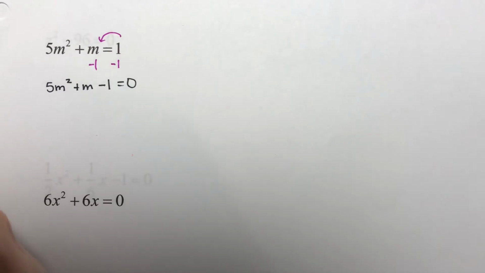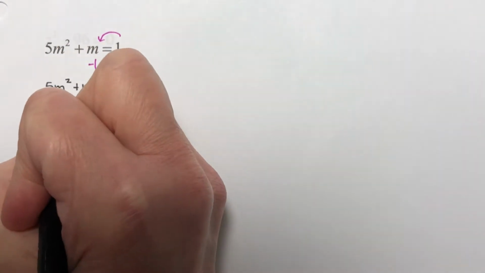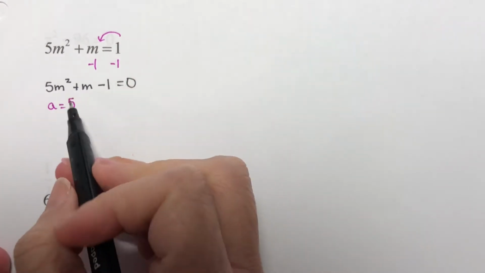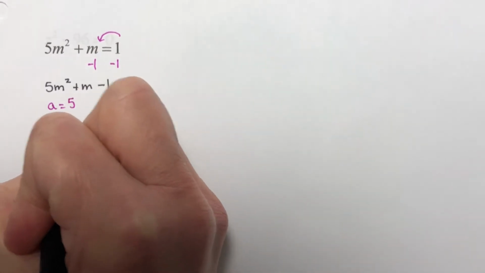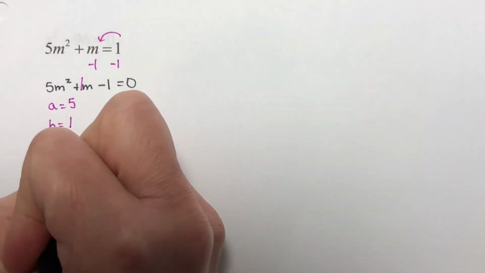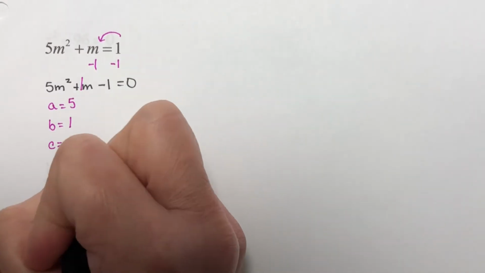Now that I have it in the right order, I can find my a, b, and c. A is going to be 5. It's the number in front of your square. B, remember that's a 1, so it's a positive 1 there. And our c is our constant, which is negative 1.